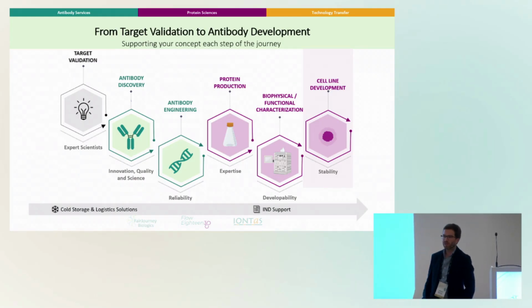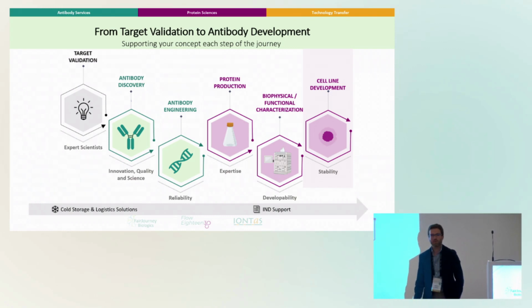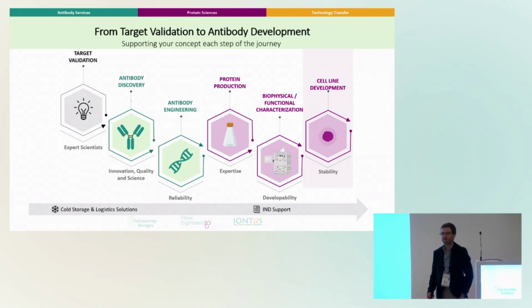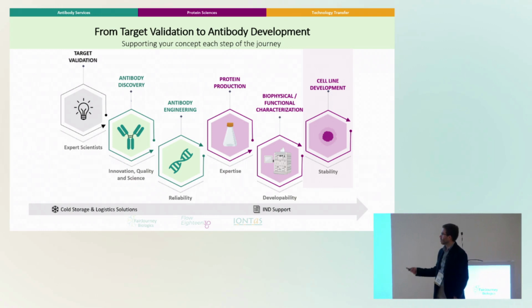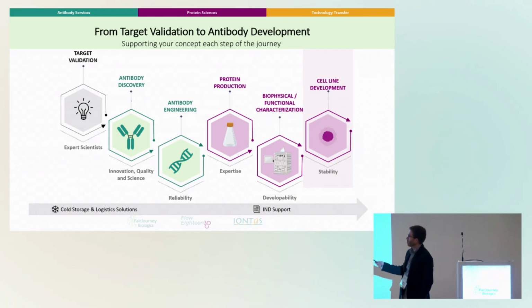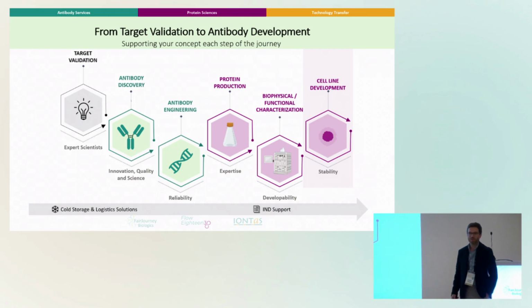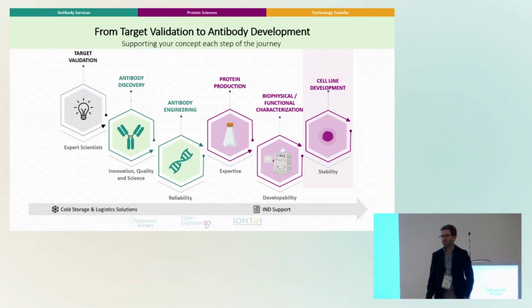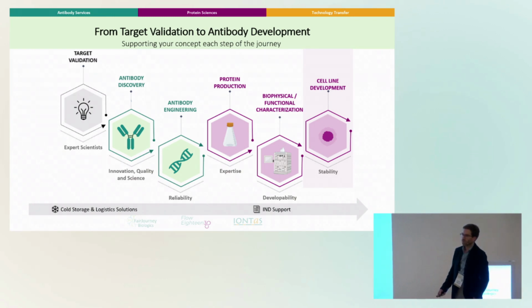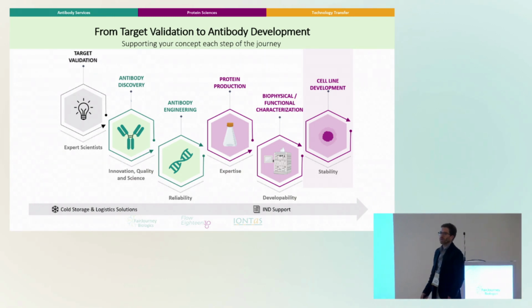As you already know, the company has a main goal to be able to provide all the services that clients need along their pipeline. So we started by having antibody discovery followed by antibody engineering. Then we added the protein production and biophysical characterization. And very recently this year, a new division was created that has the responsibility of making cell line development.